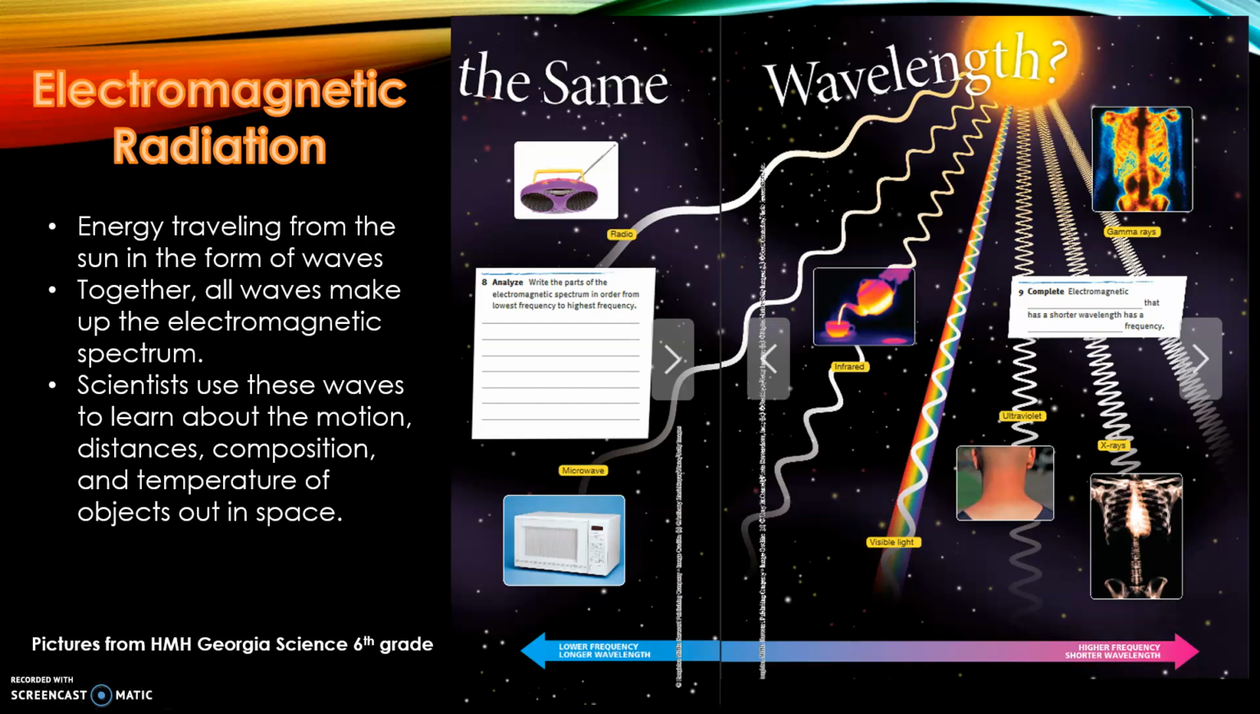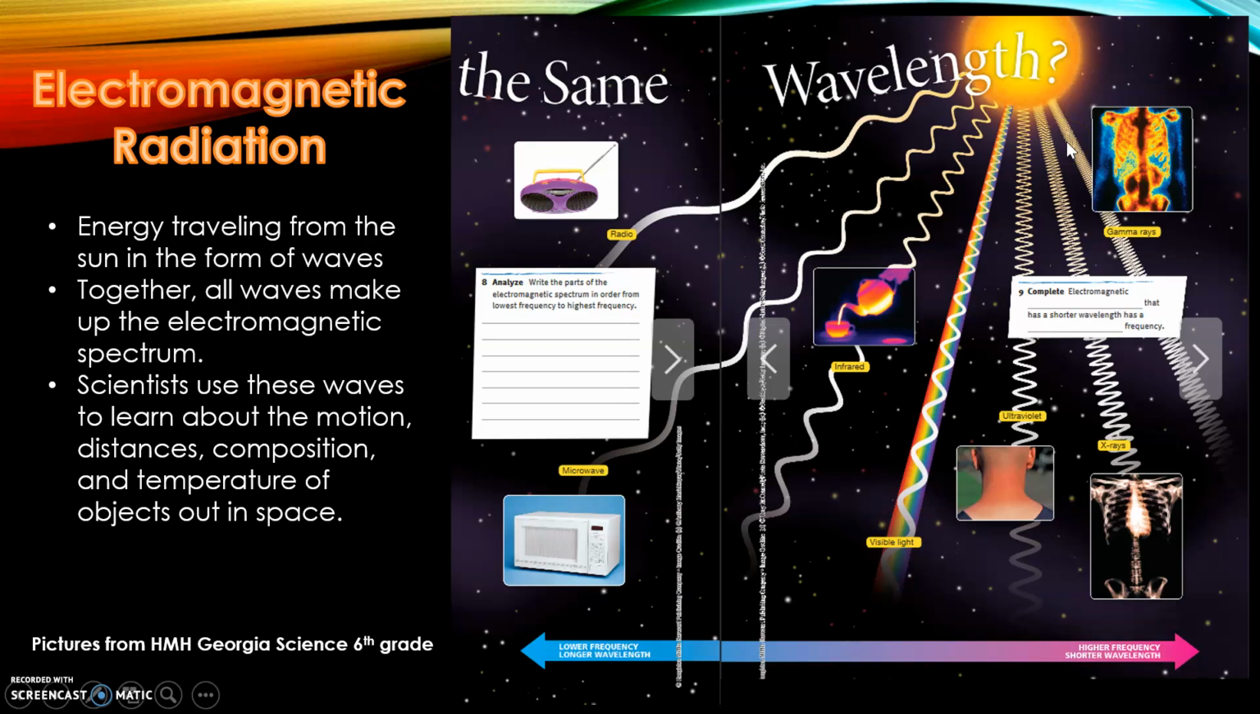Electromagnetic radiation. So this picture is actually found in your textbook, and it shows all the different kinds of wavelengths. We have radio, microwave, infrared, visible light, ultraviolet or UV, X-rays, and gamma rays. And you can tell that we have really long wavelengths all the way to really short wavelengths, okay?